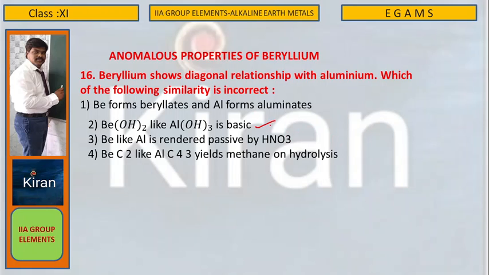How? We will see. Beryllium forms beryllates and aluminium forms aluminates. It is the right answer. Beryllium, like aluminium, is rendered passive by nitric acid, right? Beryllium carbide, like aluminium carbide. This is aluminium carbide. The formula: aluminium valency is 3, so Al4C3 is aluminium carbide, which yields methane on hydrolysis.